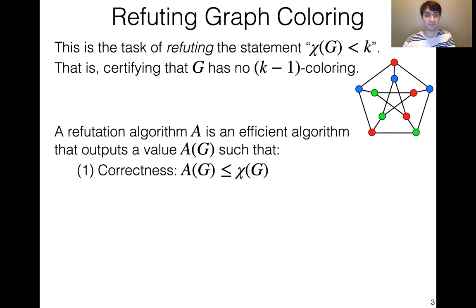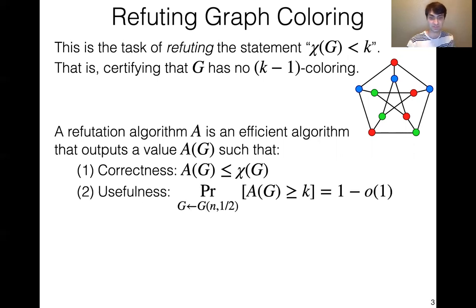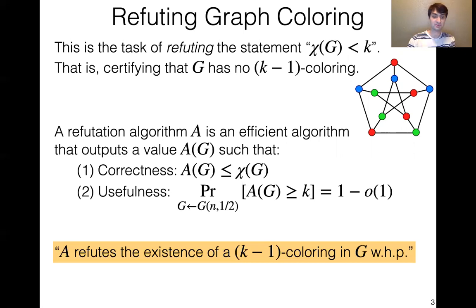On the other hand, as the definition has stated, the algorithm A could simply always output, say, 1, and wouldn't say anything interesting. So we also want the second property that makes it useful, namely that with high probability, A(G) is at least some k when G is sampled from G(n, 1/2). And when this happens, we'll say that A refutes the existence of a (k-1)-coloring in G with high probability.